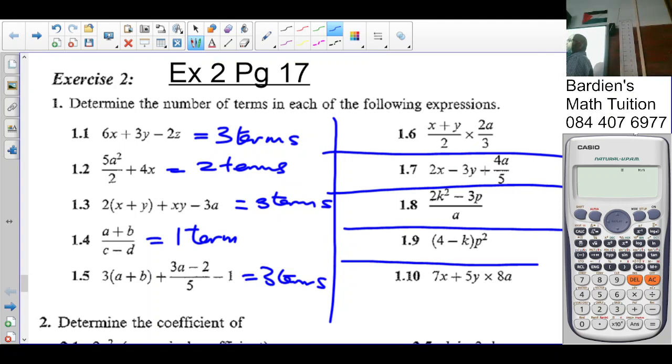One point six? 1 term. Yes, Michael? Yeah, you are right, absolutely. It's 1 term. Nice, nice.